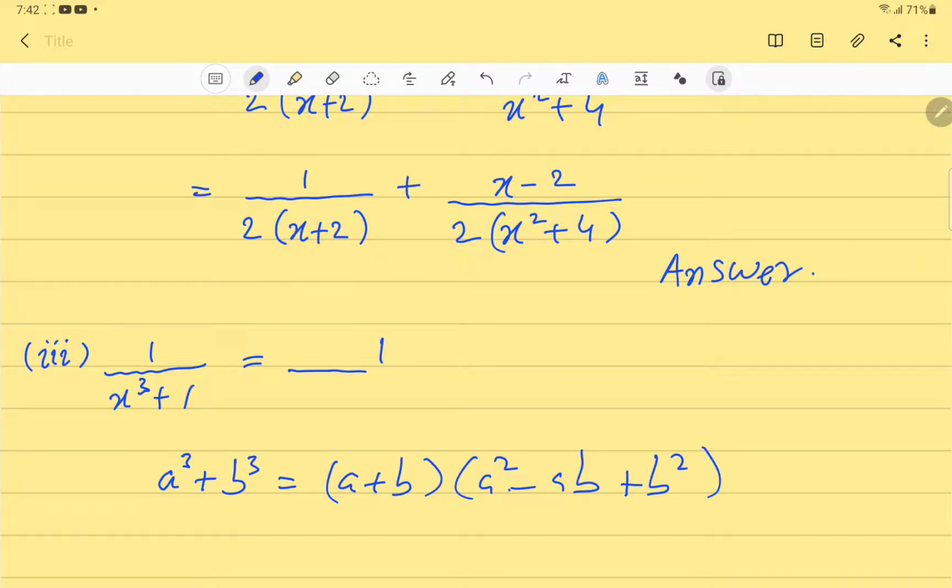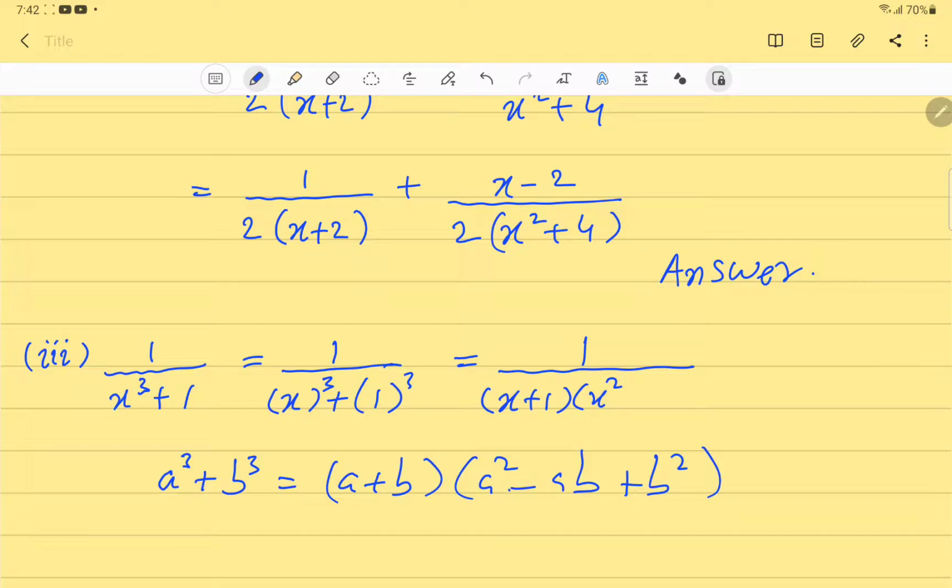So it is 1 over x, one more step is there to make it more clear. It will be 1 over x cube plus 1 cube. Now let's follow this formula. First we will write a plus b means x plus 1, then square of a, which is x square, then we have to multiply x and 1, put a sign minus, and then square of 1, which is 1.